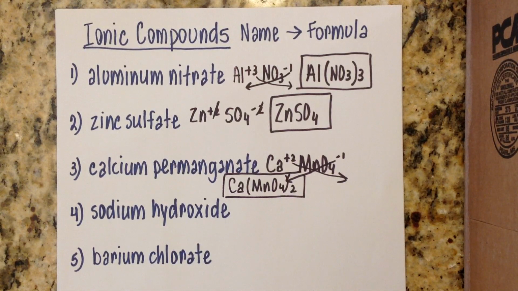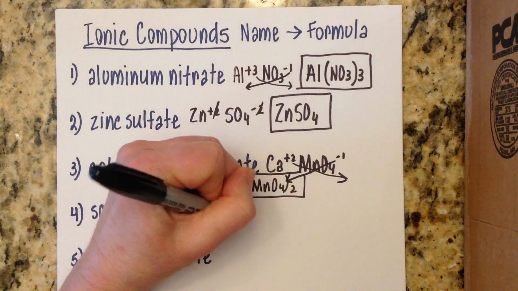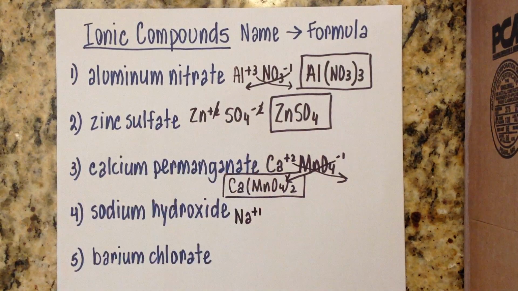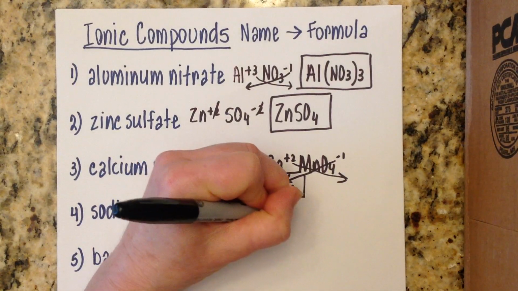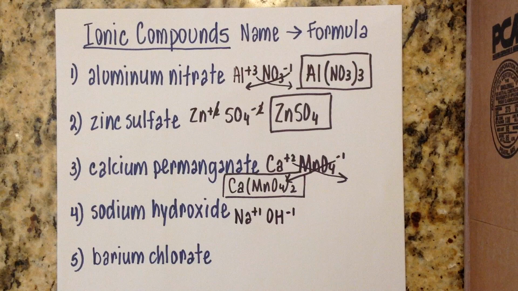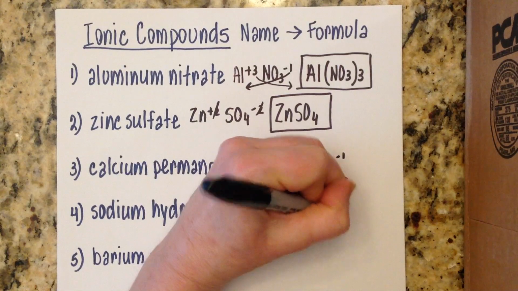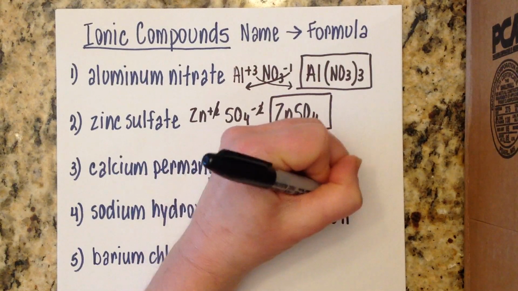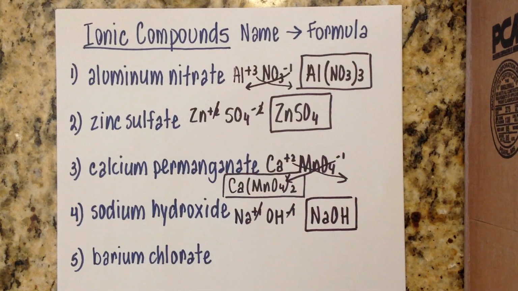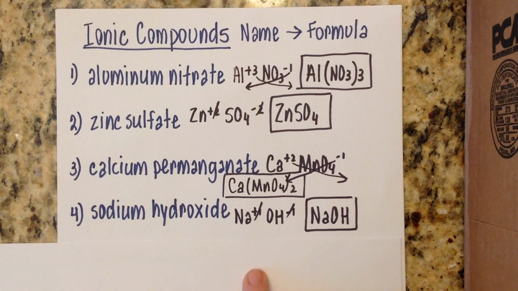All right, sodium hydroxide. Sodium is Na +1. Hydroxide is OH -1. The 1s do cancel, so you get NaOH. And you know what? While I'm doing this one, there is a little extra something I would like to tell you about. Let me grab another piece of scrap paper here. This one sometimes causes some confusion with students, so let me address it while we're talking about hydroxide.